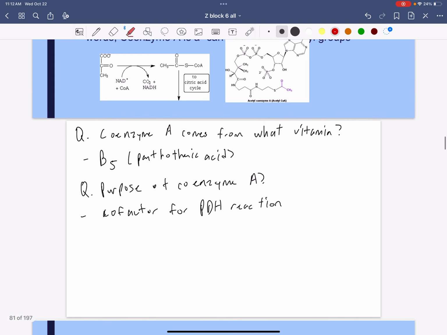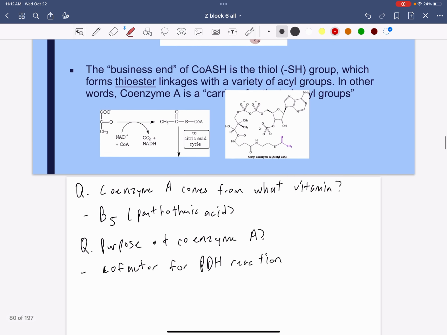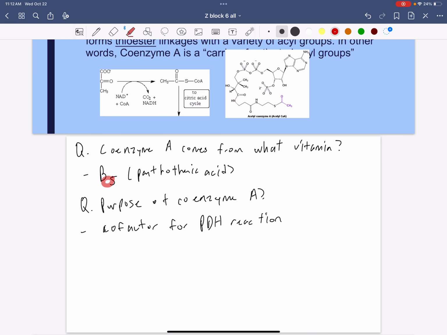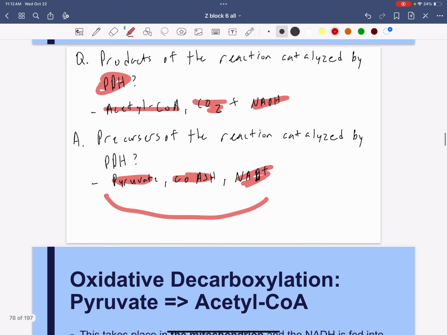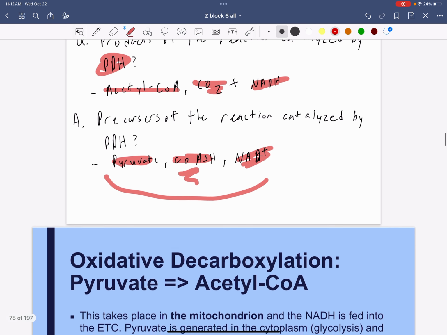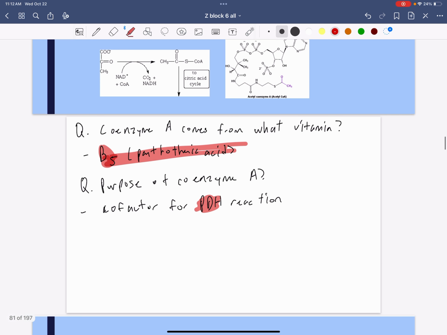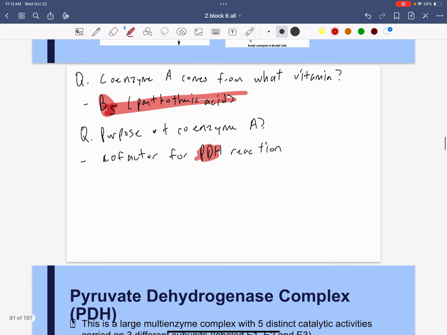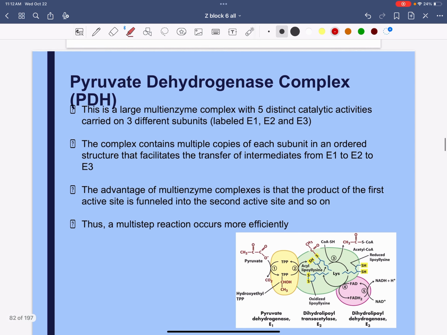The next one we have is what is the purpose of coenzyme A? So you need to know that coenzyme A comes from vitamin B5 or pantothenic acid. The purpose of coenzyme A, we just said, is that it's a cofactor for PDH. So if you don't have coenzyme A, you're not going to be able to undergo that reaction. So pantothenic acid, B5, all contribute towards coenzyme A, and you need coenzyme A in order to undergo that PDH reaction.